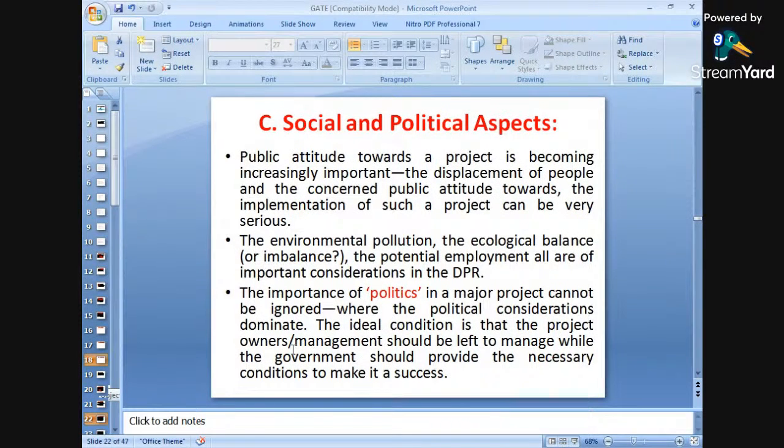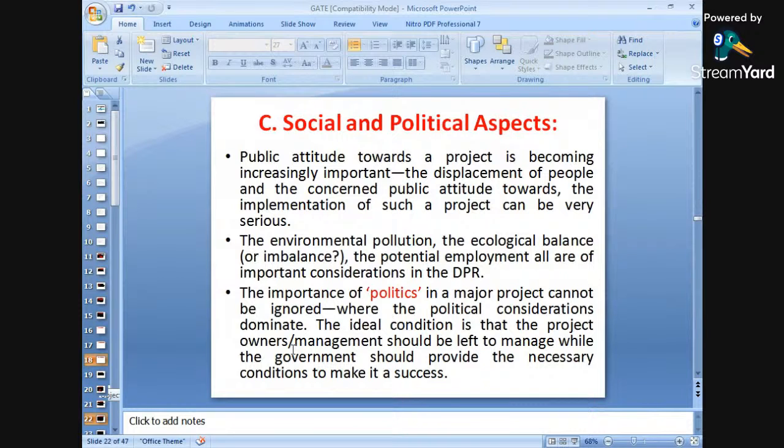Okay? Social and political aspects nowadays are also very, very important related to a project. That means we have to take concern of the social as well as the political aspects, because while constructing or carrying out any construction works, these two things are nowadays very important, that is the social and the political aspects.